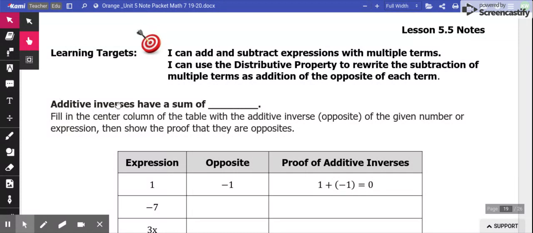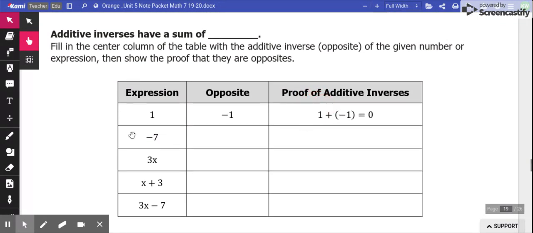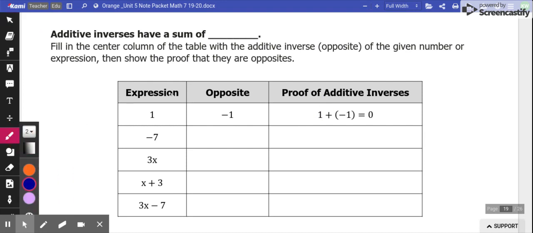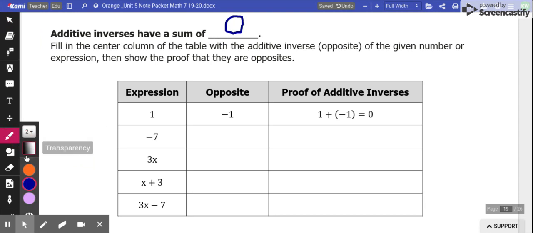So we're going to start right here on lesson 5.5, talking about additive inverses. Additive inverses have a sum of 0. So basically they're numbers opposite. You want to change the sign of a number. So the expression 1, the opposite would be -1. And my proof is they have to have a sum of 0. 1 plus -1 is 0. If I made a scoreboard, 1 plus -1 would be 0.